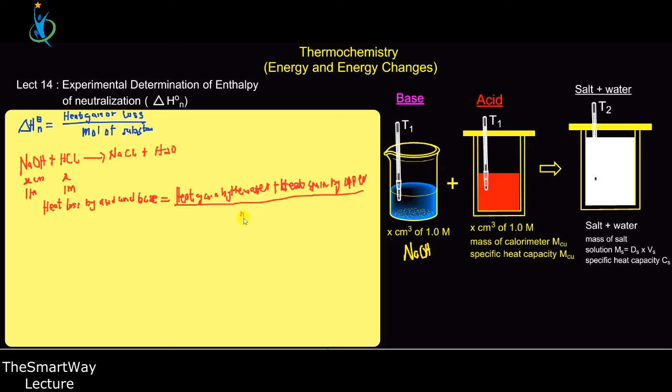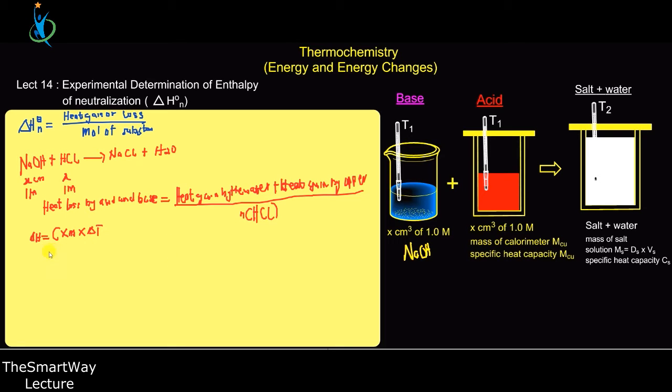So let's use the mole of the acid. Okay, so we are going to do that. So quickly, in our last lecture I told you that the formula for heat change is the specific capacity times mass times change in temperature. So quickly, we are going to use that formula to do that.